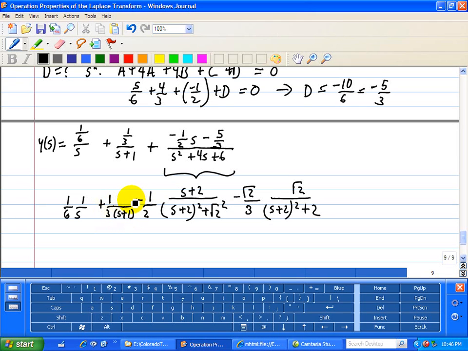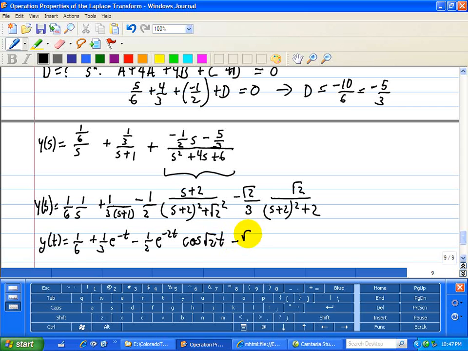Now we can apply our inverse Laplace transform of this, which is just y of t is equal to 1/6 plus 1/3 e to the minus t minus 1/2 e to the minus 2t cosine of square root of 2t, minus square root of 2 over 3 sine of square root of 2t. So here's our result shown here.